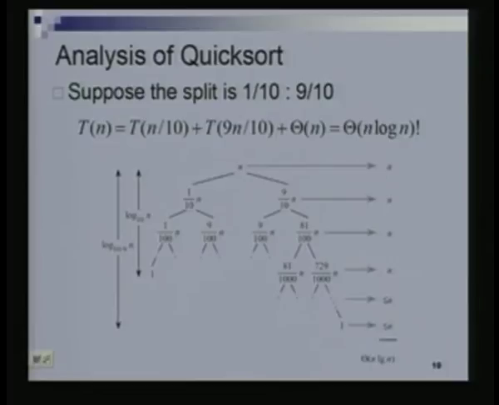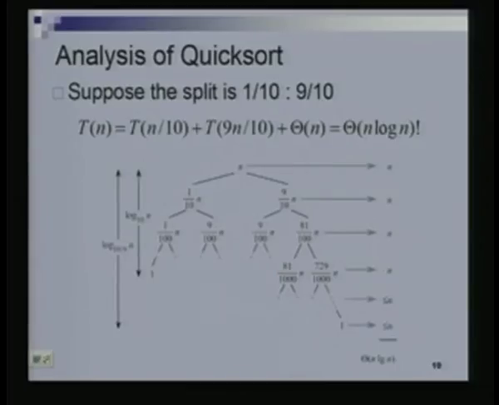Let's continue with this analysis. So we saw that if the split was half and half at every step, then we are lucky, and we get n log n time. Now suppose it was not half and half, but 1/10 and 9/10. That is, 10% of the elements end up on one side and 90% of the elements on the other. And suppose this was happening at every stage. So you will not call this lucky, because it's not half and half, but it's still good, which is what we'll argue now.